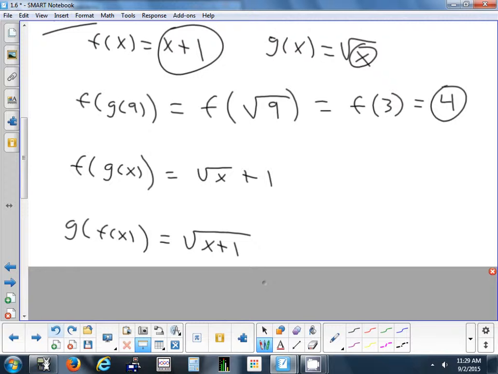Okay, any questions on that? Or is the idea of composition making a little bit of sense, how you do it? It's pretty easy. Yeah, so it just takes a little bit of getting used to plugging one thing into another, but it's just substitution. That's all it is.